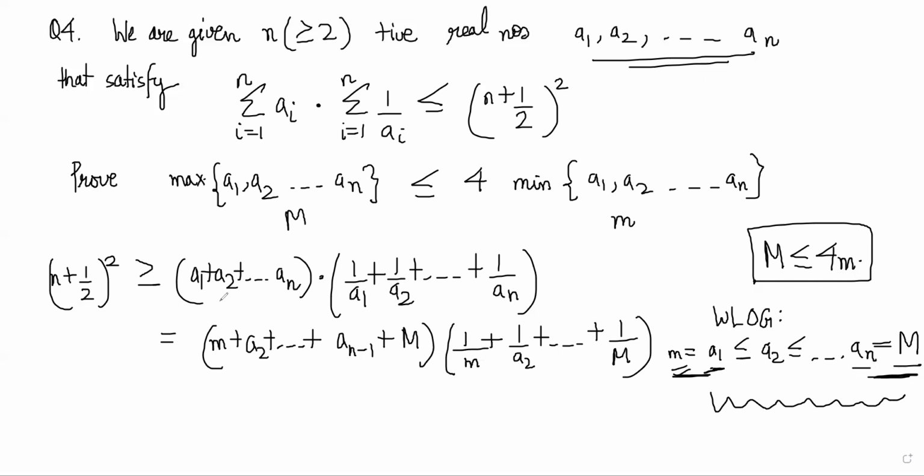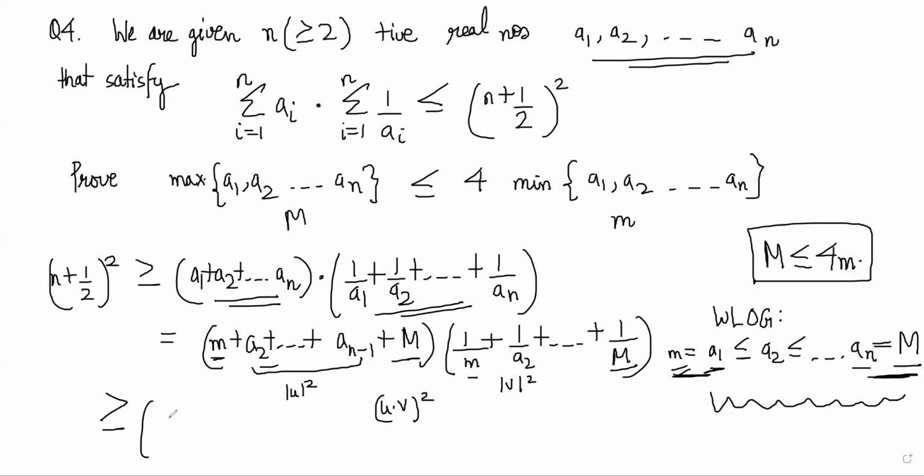So I have now just written this sequence of numbers, the addition, as m plus this stuff and plus capital M, and here 1 by m till 1 by capital M, right? Now if I apply Cauchy-Schwarz here, this will be greater than or equal to, consider this as the mod u square and this as the mod v square. So it should be greater than or equal to (u dot v) whole square, right? And when you do u dot v whole square, before that I will do one step. I will just write it here.